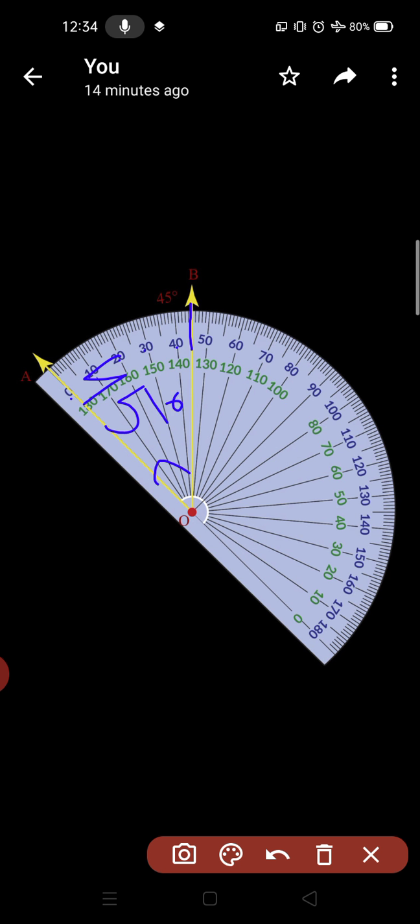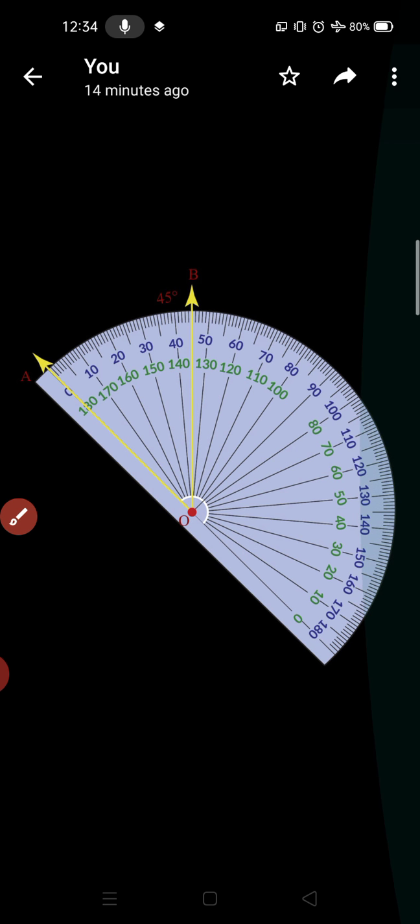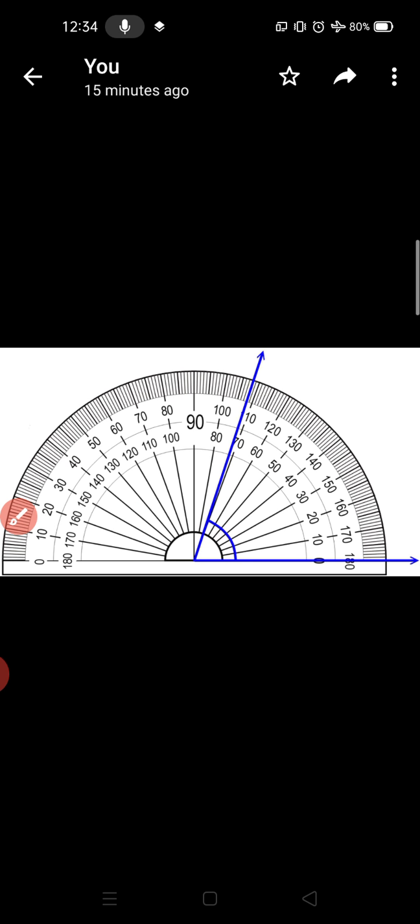Place the protractor carefully. If the ray of the angle coincides on the right side, you have to take 0 from the right side. If it coincides on the left side, then you have to count 0 from the left side. Okay, this is how to measure angles by using a protractor.